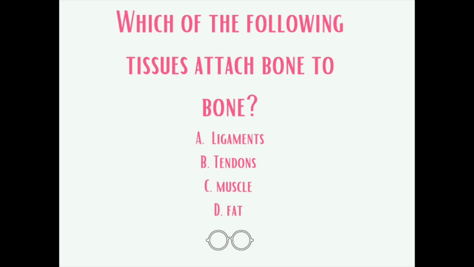Which of the following tissues attach bone to bone? A, ligaments, B, tendons, C, muscle, or D, fat? So most people get ligaments and tendons confused. The answer here is A, ligaments. Ligaments attach bone to another bone, and tendons actually attach muscle to bone.